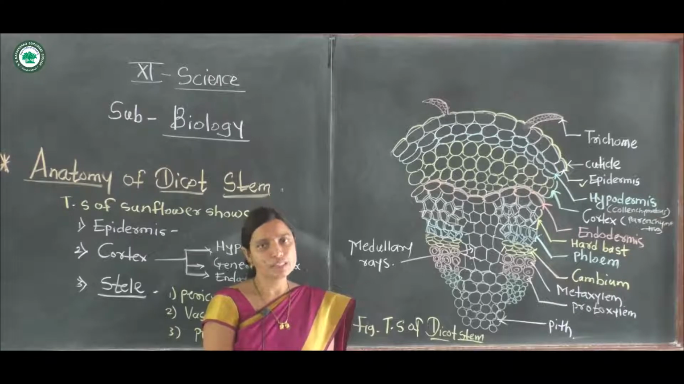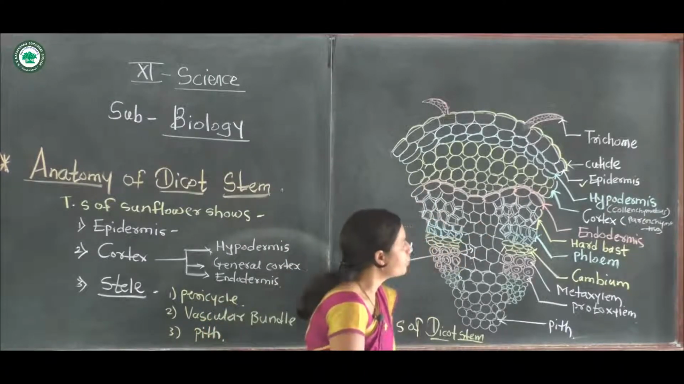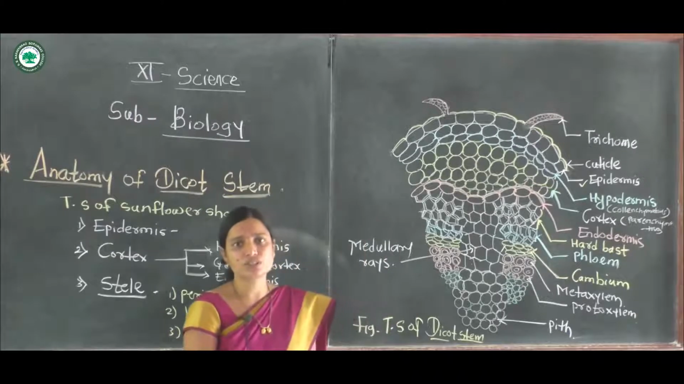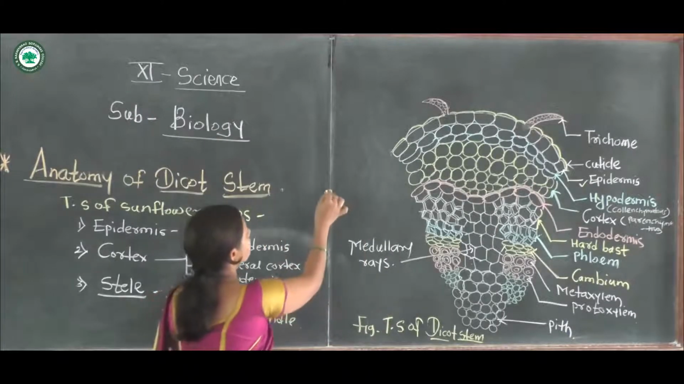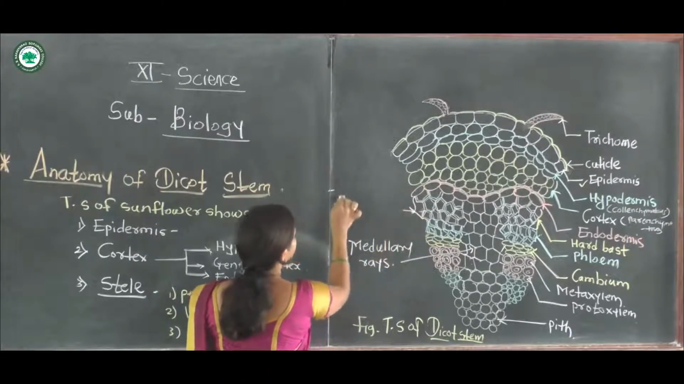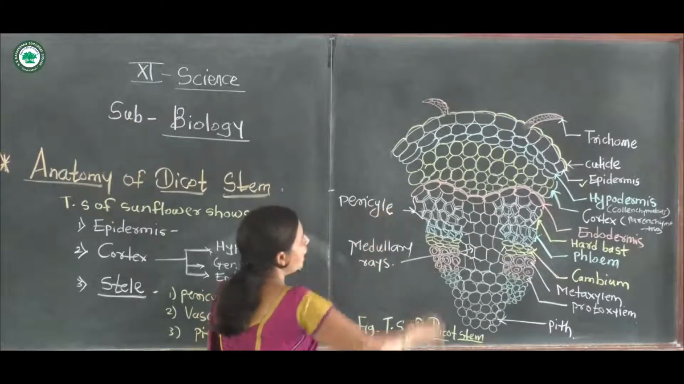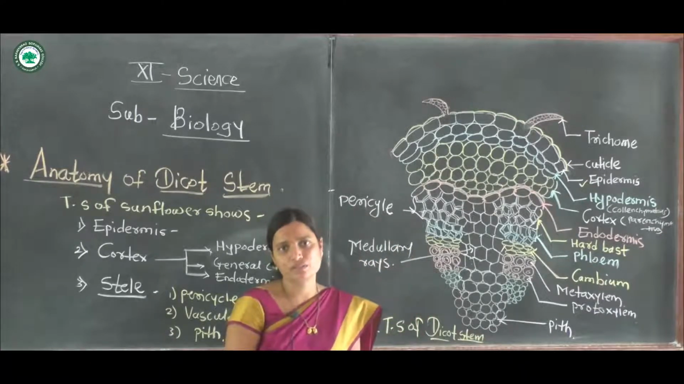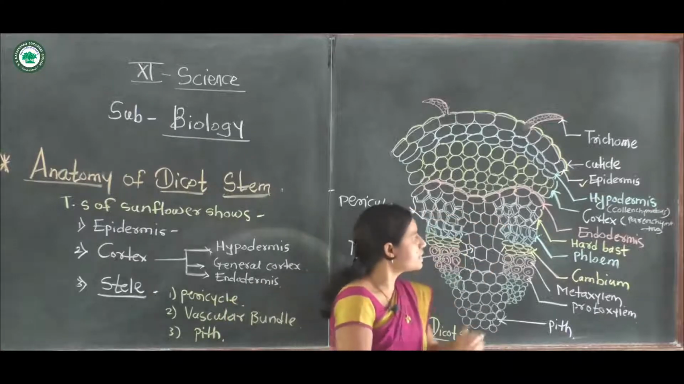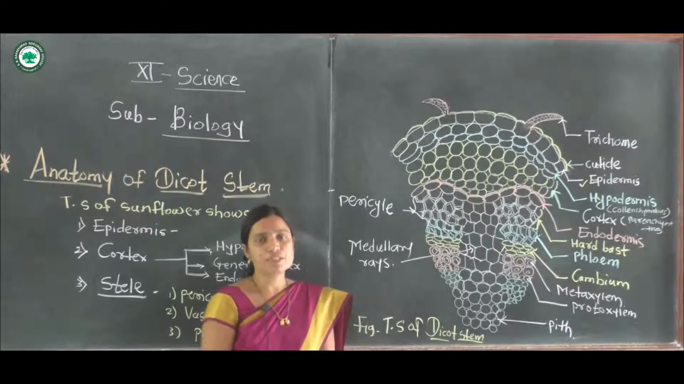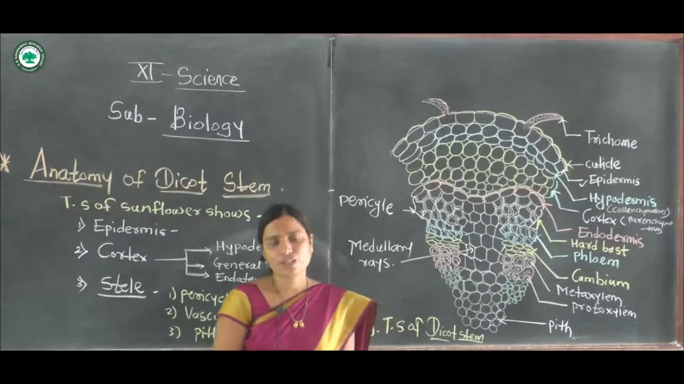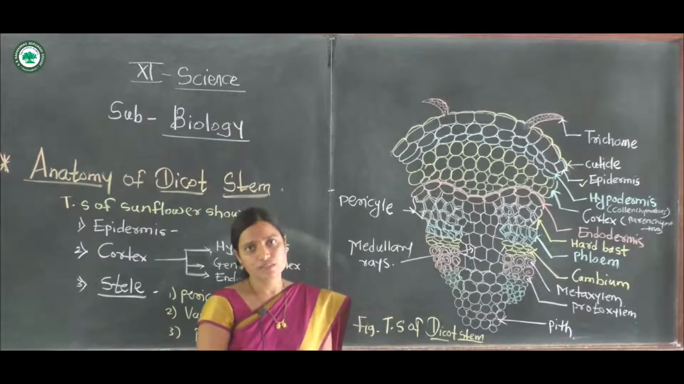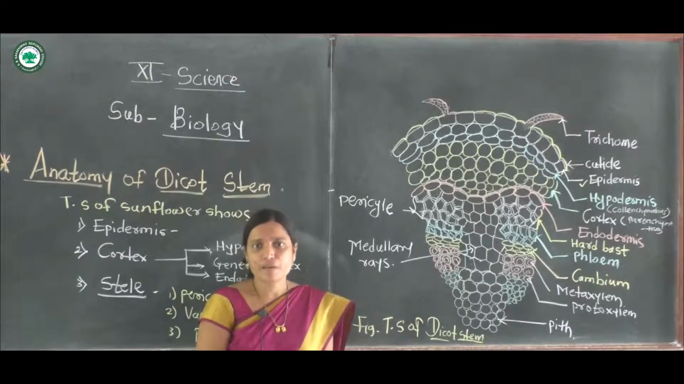The next layer is below the endodermis, the pericycle, which is the hard bast. It is a single-layer structure. Below the endodermis is the pericycle, and sclerenchymatous tissue is found in this layer. These cells are called hard bast. This sclerenchyma tissue is dead tissue, also called hard bast, and the pericycle is present as a single layer of sclerenchymatous tissue.